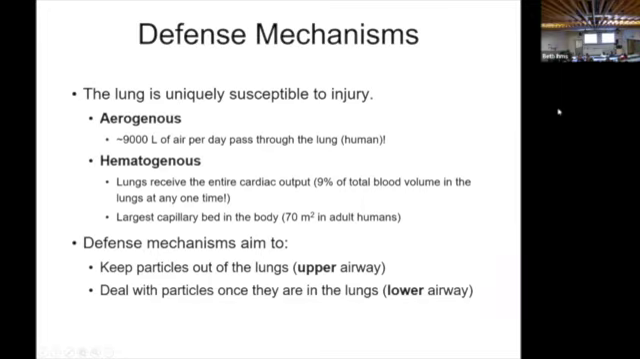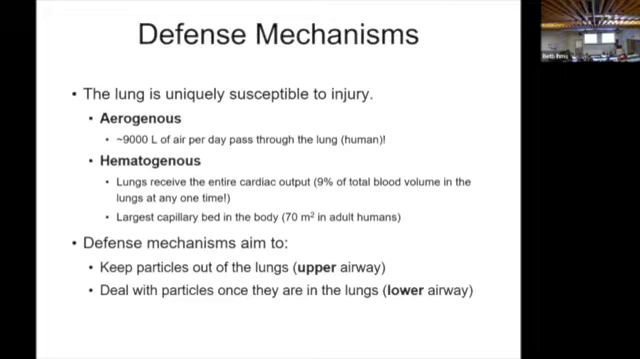So the lung is uniquely susceptible to injury because, like your skin, it's heavily exposed to the outside environment, but it doesn't have nearly the same defenses as your skin does. So there's a large aerogenous exposure. The human lung has 9,000 liters of air pass through it every single day, which is a really big number. That's a very large exposure volume of air that you're sampling.